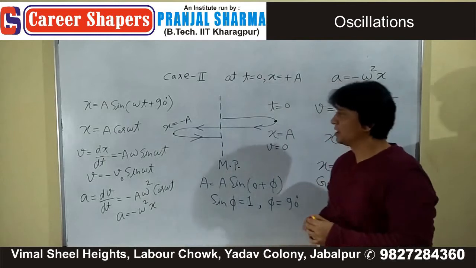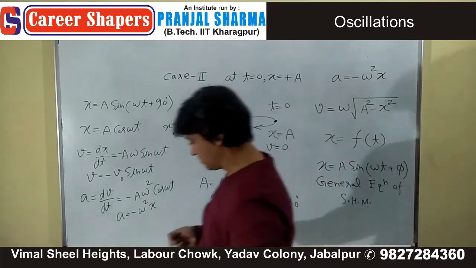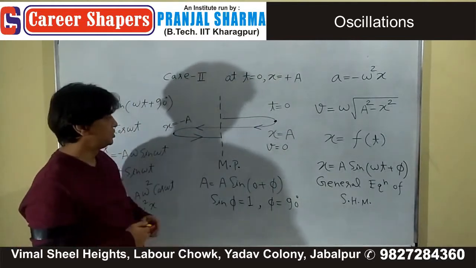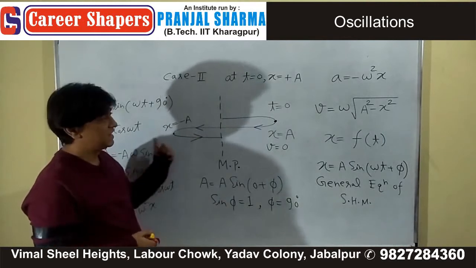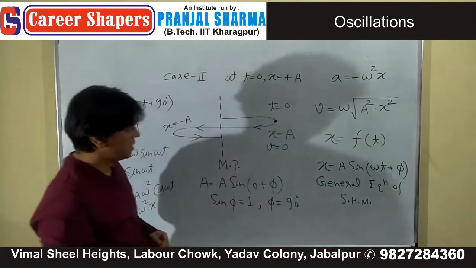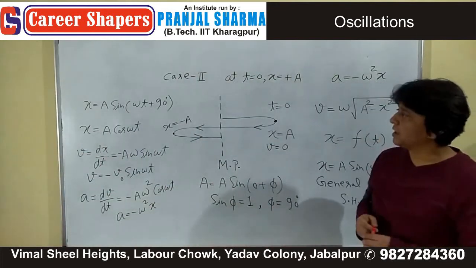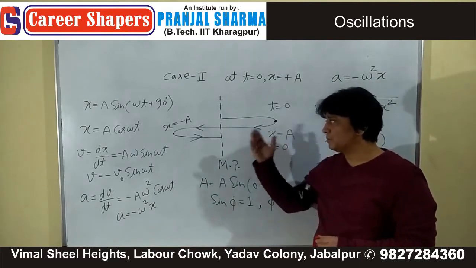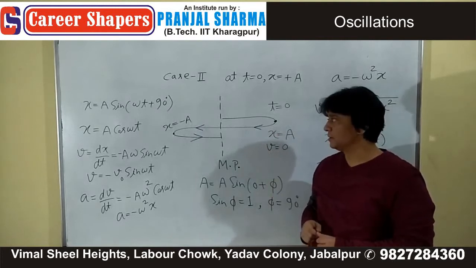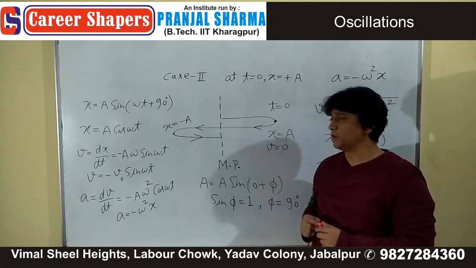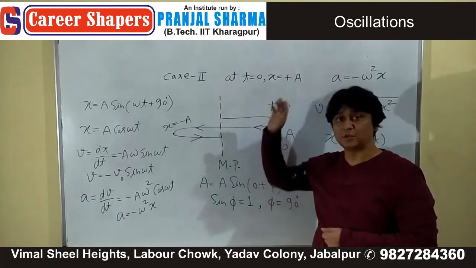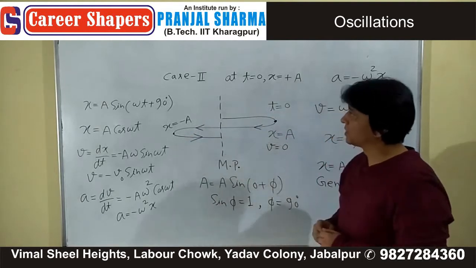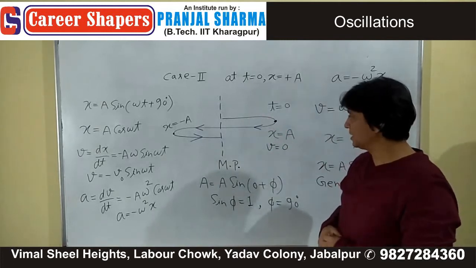Write down case 3. In case 3, object is at the mean position and is moving towards negative amplitude. And in case 4, object is at negative amplitude at the beginning. Put down this case 2 and develop case 3 and case 4.